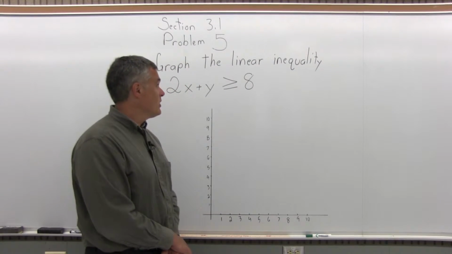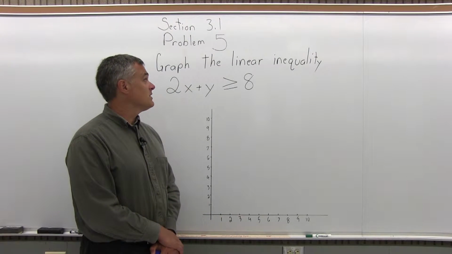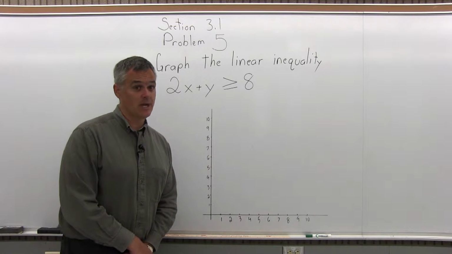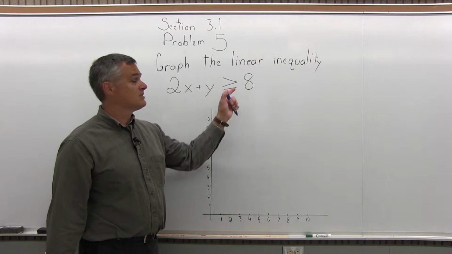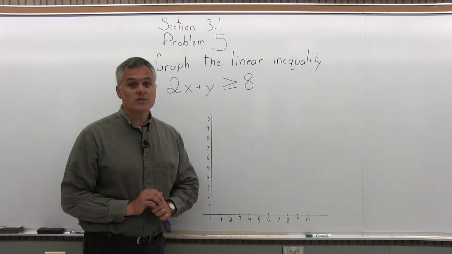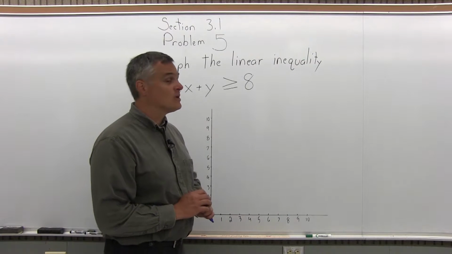This is Section 3.1, Problem 5. It says, graph the linear inequality 2x plus y is greater than or equal to 8. One of the earlier problems had less than or equal to 8, so this is greater than. It's similar, a little bit different. Again, what we have here is a four-step process to graph any linear inequality.